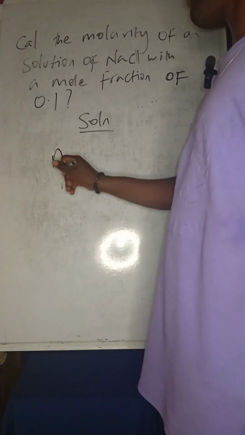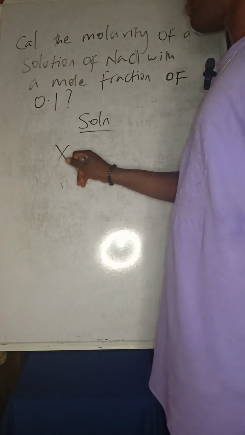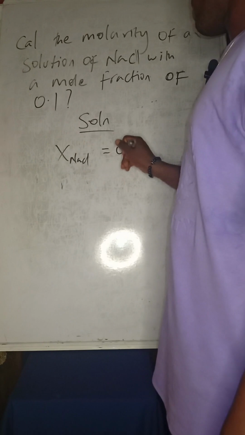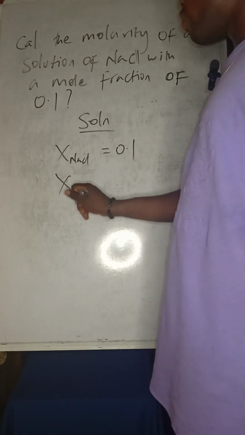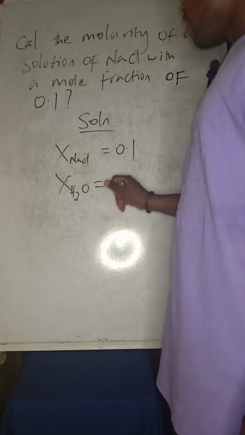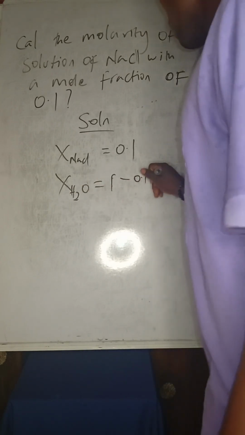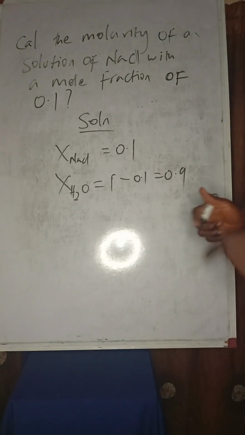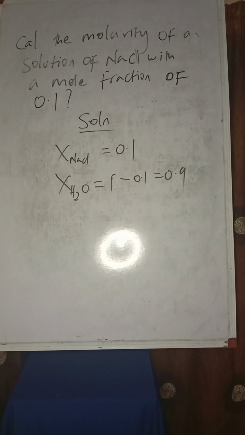First of all, the mole fraction of NaCl is equal to 0.1. Now, it means that the mole fraction of the solvent, which is most likely to be water, is 1 minus 0.1, which is 0.9. So the mole fraction of a solvent in a mixture of its solute and the solvent is 1 minus the mole fraction of the solute. As simple as that.